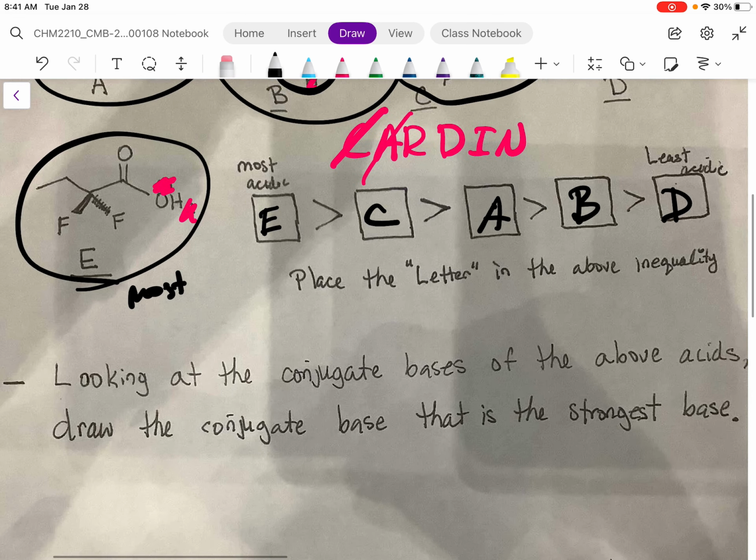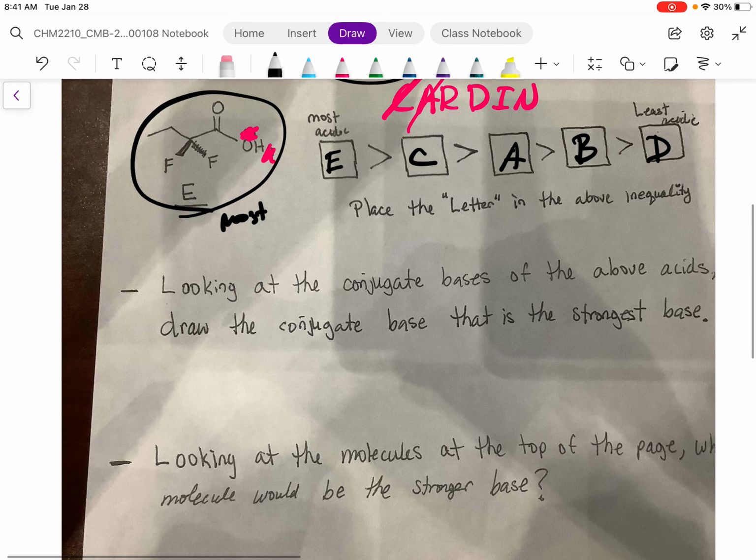So if we continue on, looking at the conjugate bases of the above acids. Draw the conjugate base that is the strongest base. So what have we done? We've layered our stabilities of the conjugate bases. Molecule E is at the bottom, and the conjugate base of D is at the top. So D is the least stable conjugate base.